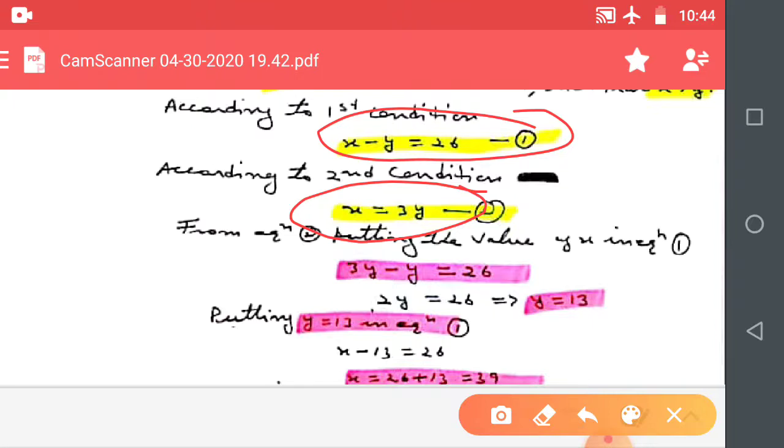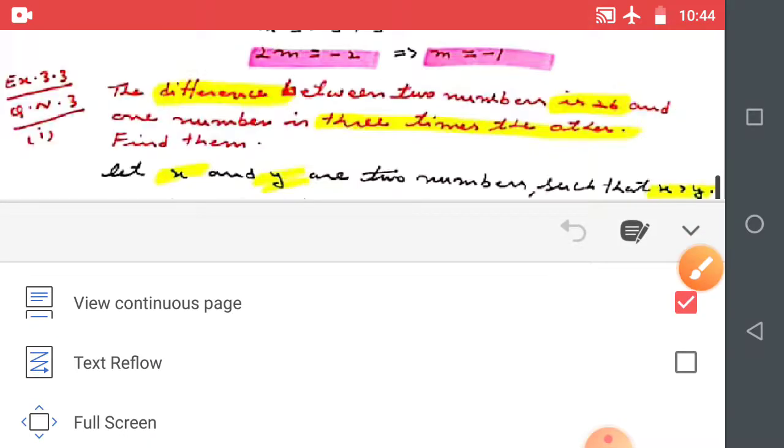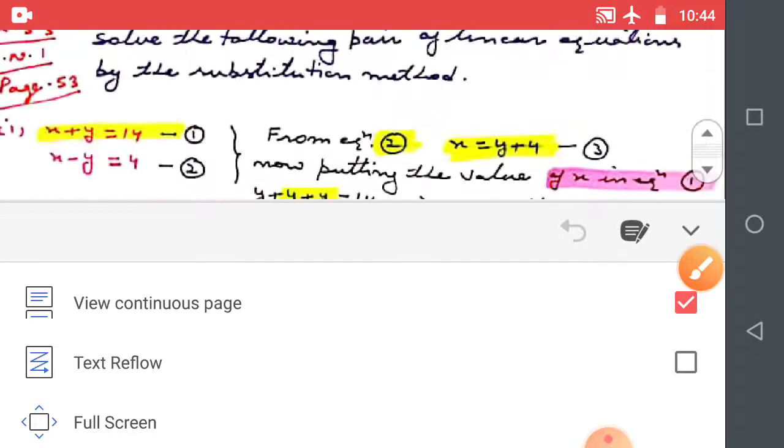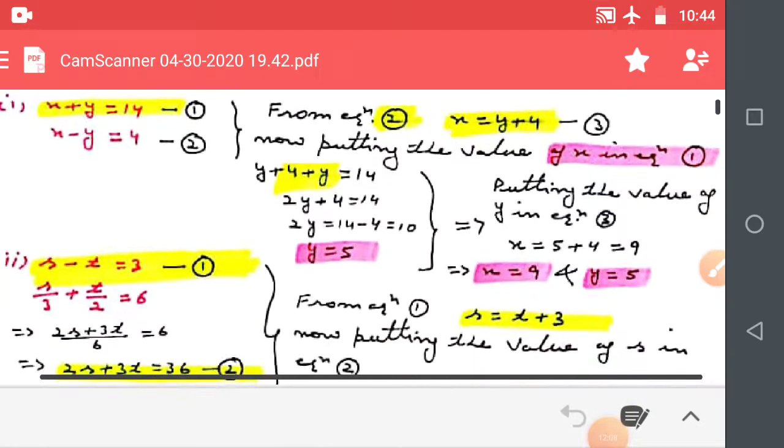Now from equation 2, putting the value of x in equation 1, 3y minus y is equal to 26. When you solve this equation, you will get the value of y as 13. Now after putting this value of y as 13 in equation 1, x minus 13 is equal to 26, so x comes 39. The value of x is 39 here.